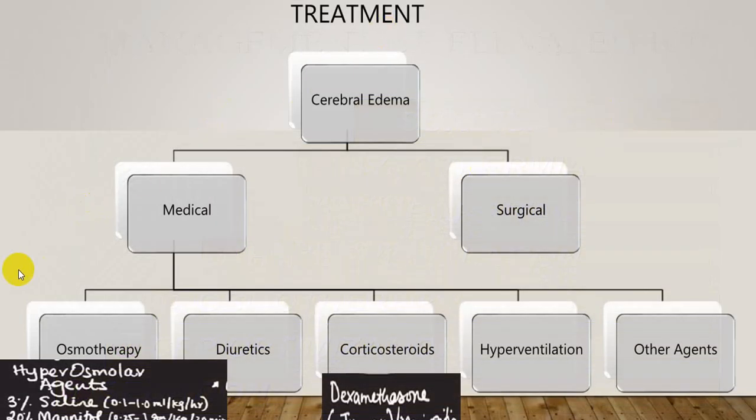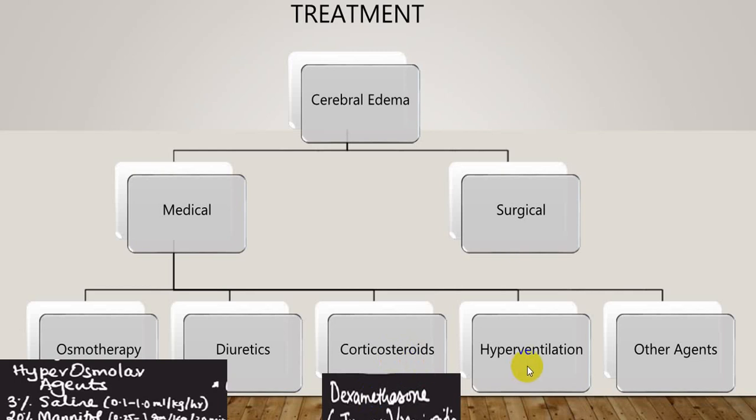So osmotherapy mainly by hypertonic saline or by mannitol. But while using this, you have to keep a watch. Diuretic usually is not a common choice. It may be helpful in case of what we call as SIADH. We already mentioned steroid will be helpful in case of tumor and in case of meningitis, brain abscess, those groups.